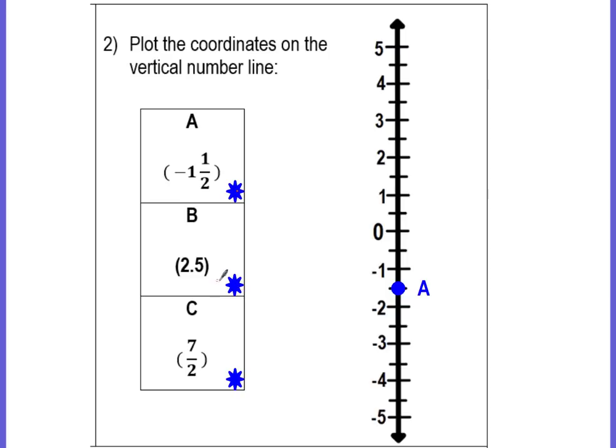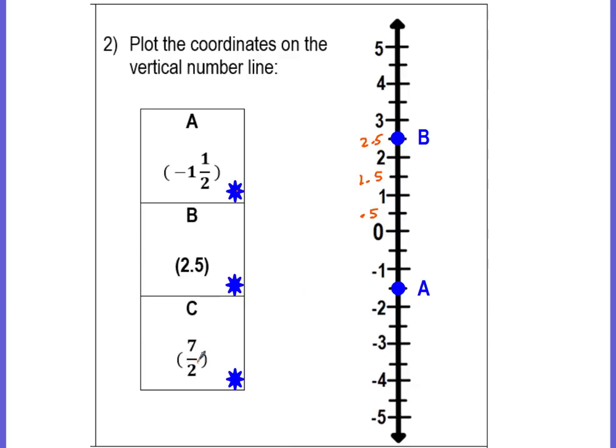Point B is at 2 1/2, 2.5. So we start at 0, and if we're going to go with decimals, this one would be 0.5, 1 whole, 1.5, 2 wholes, and 2.5 would be located right here. So that's where we're going to place our B point.